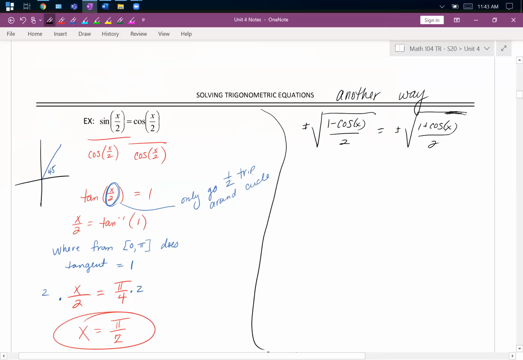Algebraically, what we have here is a radical equation. So I'm going to square both sides. Not only will squaring cancel out the big square root, but it also negates the plus or minus, because if you square a positive or a negative, you always end up with a positive. So this is going to give us 1 minus cosine of x over 2 equals 1 plus cosine of x over 2. We have a proportion here. We can cross multiply.